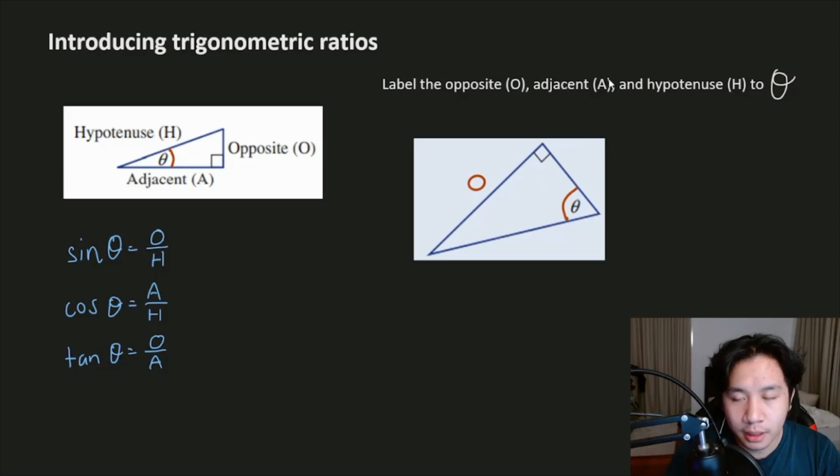The adjacent is the one that's not the hypotenuse. Maybe it's easier to label the hypotenuse first because, as you might remember, it's always opposite to this right angle, okay, and it's the long side. So that is the hypotenuse. All right, and of course, the last one will be the adjacent, A.